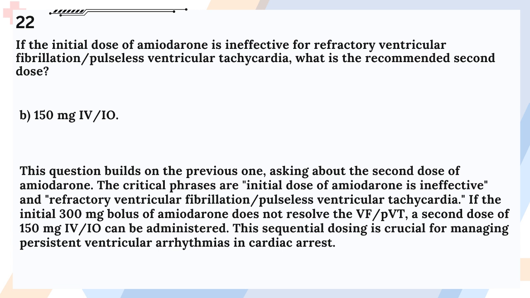This question builds on the previous one, asking about the second dose of amiodarone. The critical phrases are initial dose of amiodarone is ineffective and refractory ventricular fibrillation/pulseless ventricular tachycardia. If the initial 300 mg bolus of amiodarone does not resolve the VF/pVT, a second dose of 150 mg IV/IO can be administered. This sequential dosing is crucial for managing persistent ventricular arrhythmias in cardiac arrest.